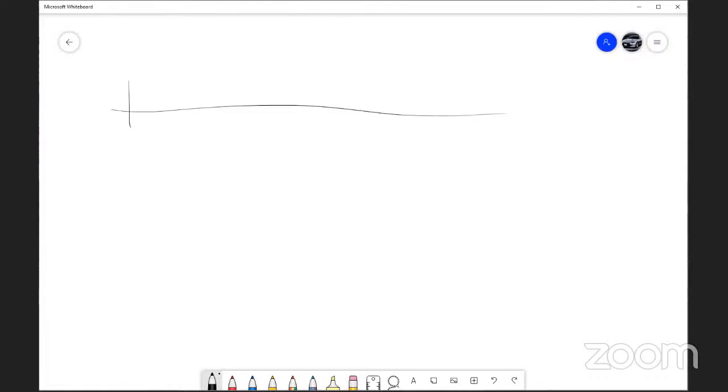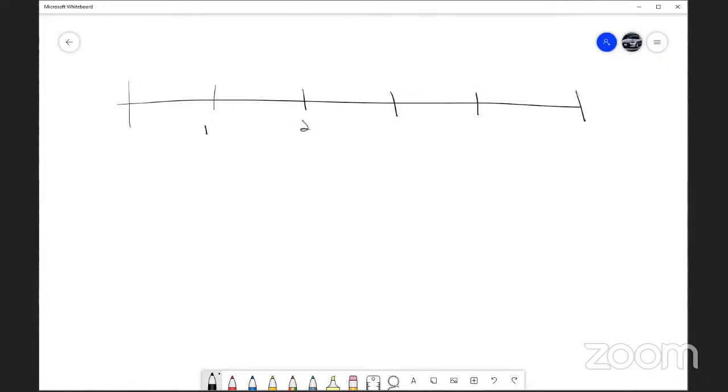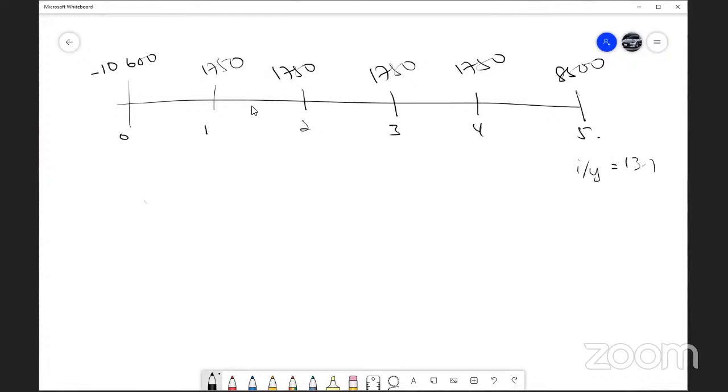So this one, I put it on a timeline, easier for you to see. 0, 1, 2, 3, 4, 5. Time 0, so initial investment is the project initially cost 10,600. So negative 10,600. Then for the next 4 years, you get a cash inflow of 1,750. And on the last year, you get 8,500 extra. So the interest rate here is 13.75.